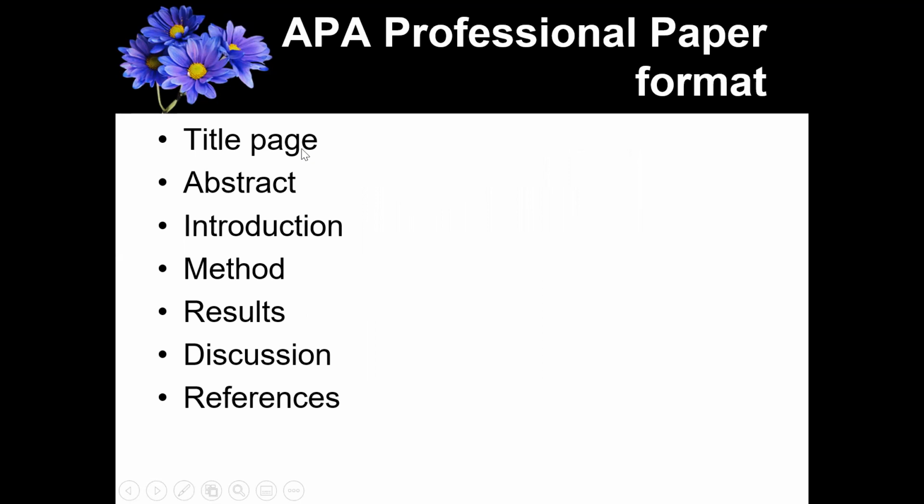The title page is pretty self-explanatory. An abstract is just going to be a short summary of your paper, but you don't have to do that. The introduction is where you introduce your research question, you review previous research, and then you introduce your question, how it's novel, why it's important. An introduction is also where you state your hypothesis, of course.